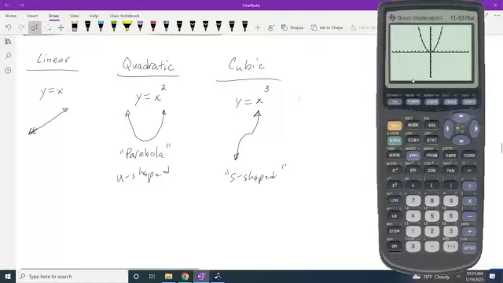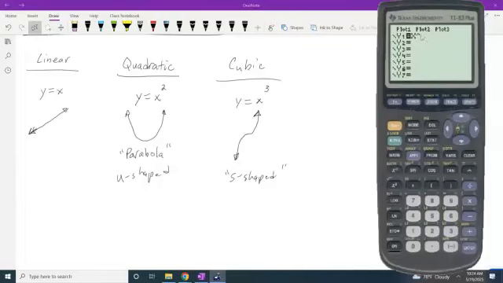So I'm going to graph this cubic equation in the calculator. So y equals, I'm going to raise x, so I'm going to use my caret. This little caret that you see, that's the exponential key. We're going to take x, we're going to raise it to the third power. And if we graph, notice it forms an S-shaped curve.